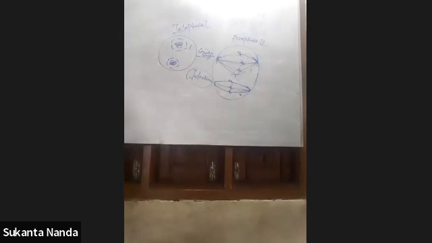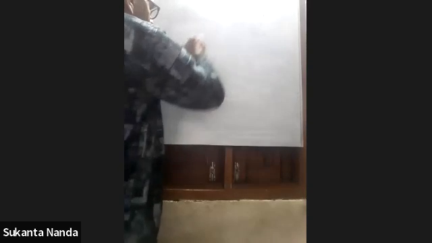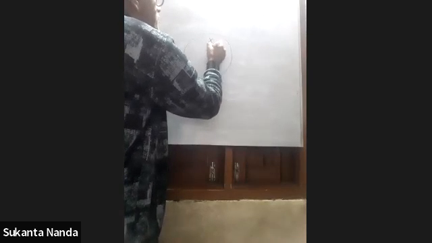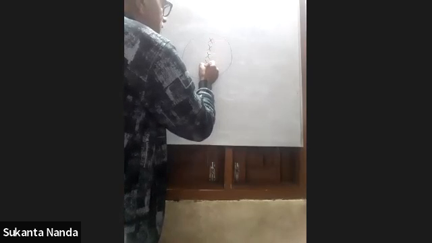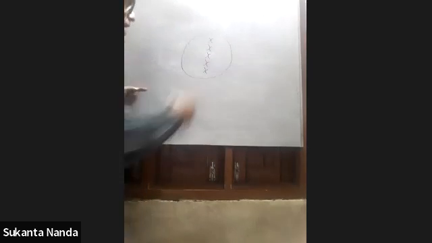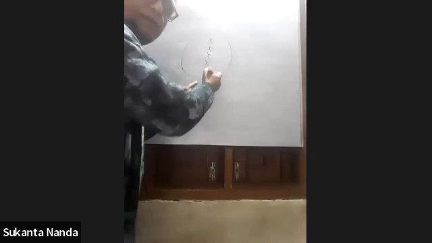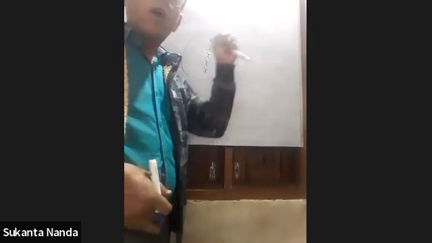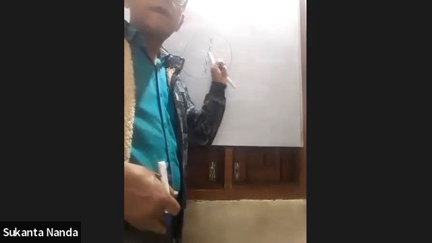Then we move to metaphase 2. This is very important. In metaphase 2, you see this is one chromosome, that is another chromosome. These are the chromosomes. They will come to the middle position, the central position, the equator. At metaphase, all chromosomes come to the equator. They will align at the equator.